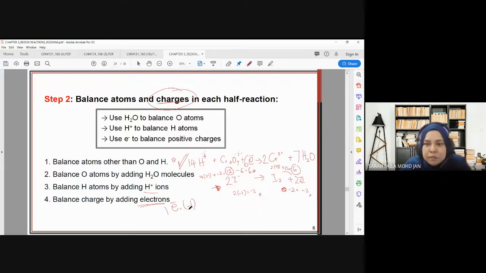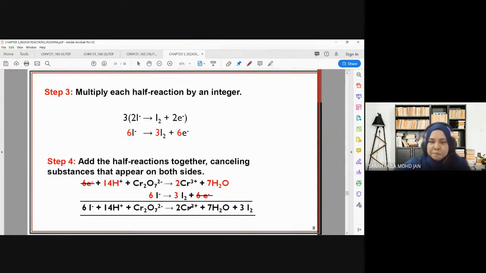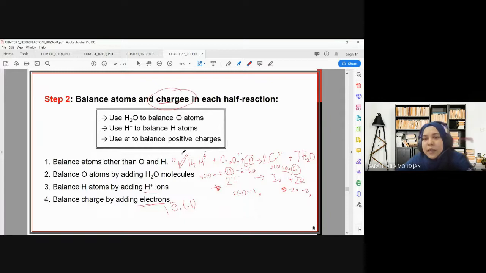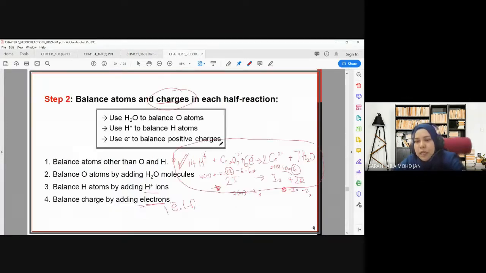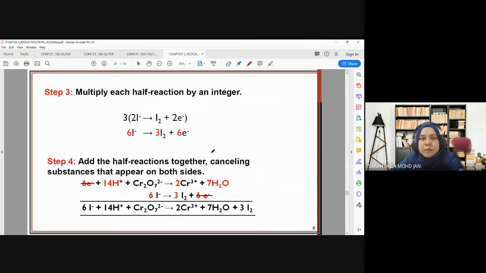Alright. So now kita dah ada. Nampak? Sampai sini dah. Okay. Bila you dah dapat the second step. Okay, ini awak punya jawapan. Okay. So daripada situ, kita kena samakan pula. The third step is multiply each half reaction by integer in order to balance the number of electron. Elektron tu kena sama, kiri dan kanan.